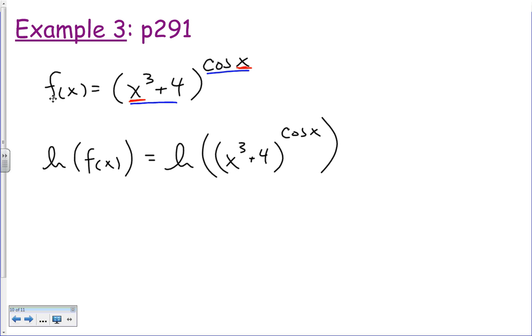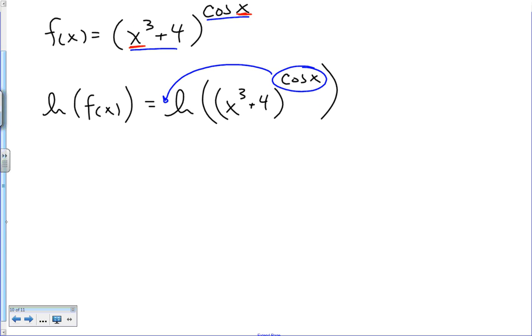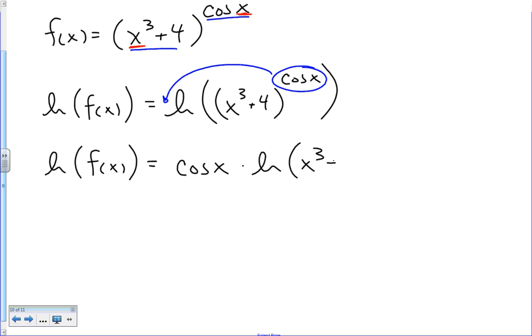Now, the reason for doing this is because we have a property for logs that says if you have a log of a power, which is kind of what we've got here, x cubed plus 4 raised to the cosine of x, you can bring that exponent out front. Okay? So let's use that property. So this becomes the natural log of f of x is equal to the cosine of x times the natural log of x cubed plus 4.